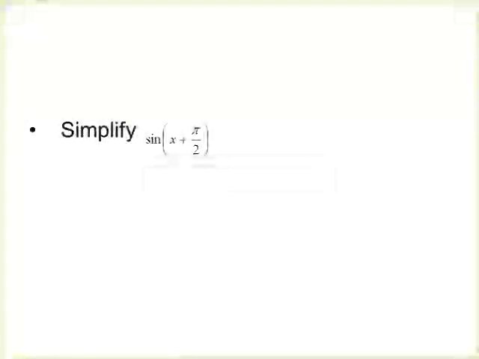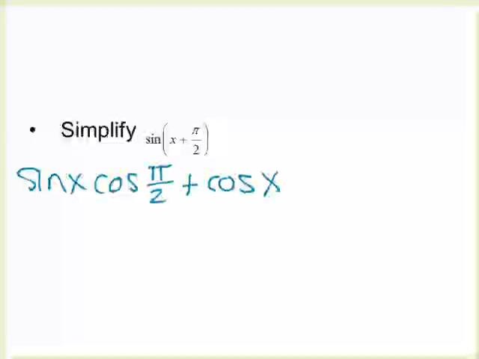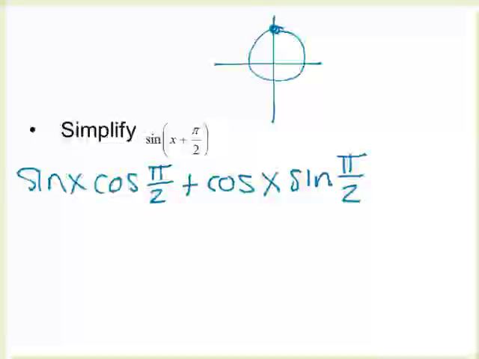So this one's adding, so we look under the sum formulas for sine, and it says do sine of first, cosine of second, plus cosine of first, sine of second. X is a variable, so we can't do anything with x, but pi halves has an angle. What angle is it? 90. What's the point at 90? 0, 1, which is our cosine, comma, sine.